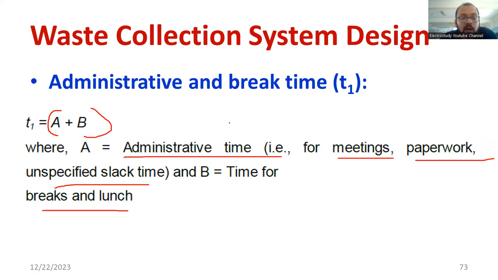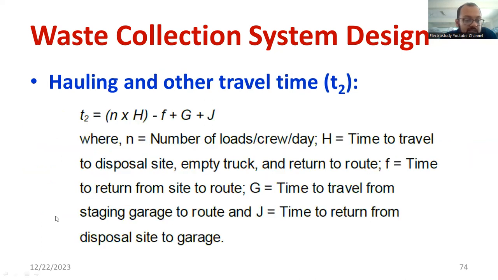That will be called the administrative break time, which is indicated by the letter T1. Why is T1 required? To calculate the workday length. Next, what is T2? T2 is nothing but hauling and other traveling time. T2 is equal to NH minus F plus G plus J. What is N? N is the number of loads per crew per day.